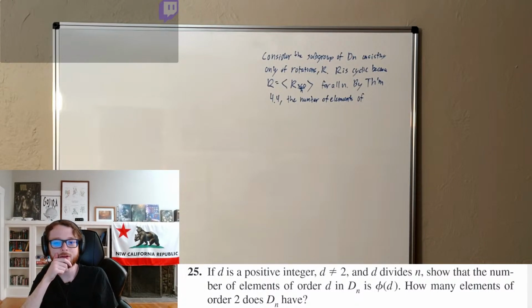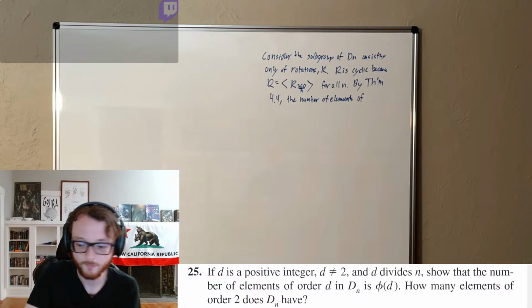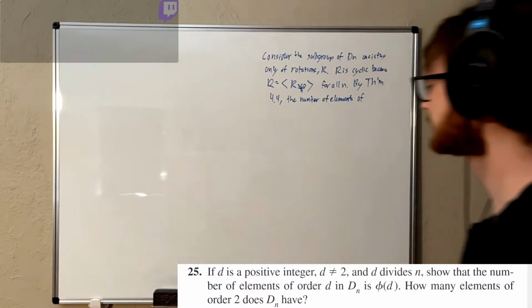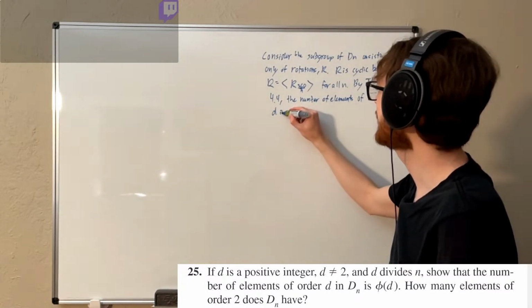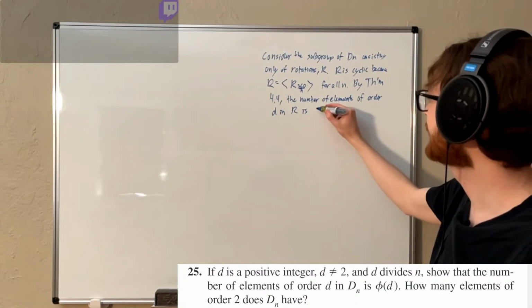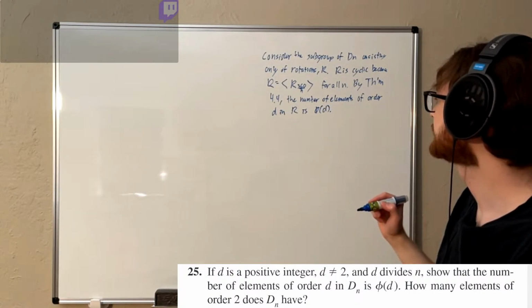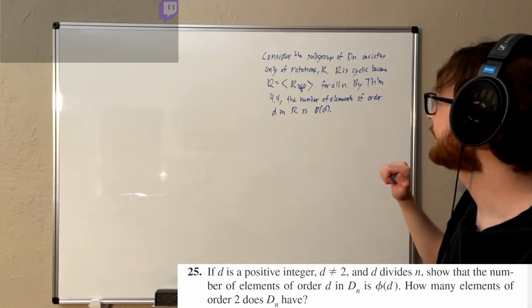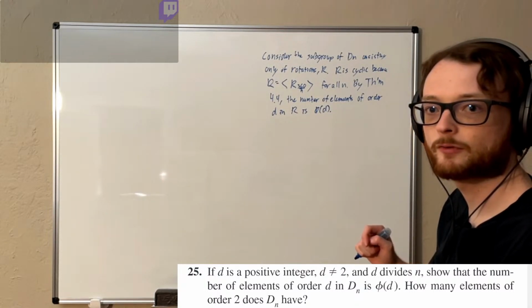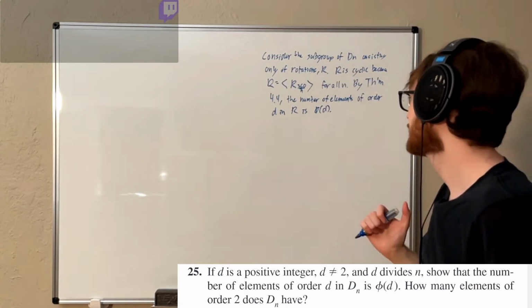D is a positive integer, D is not 2, and D divides n. The number of elements of order D in D sub n is phi of D. Okay, so the number of elements of order D in R is phi of D. And maybe the next step of the argument is to say that the order of each element in R is the same as the order of each element in D sub n. And that would be the proof.